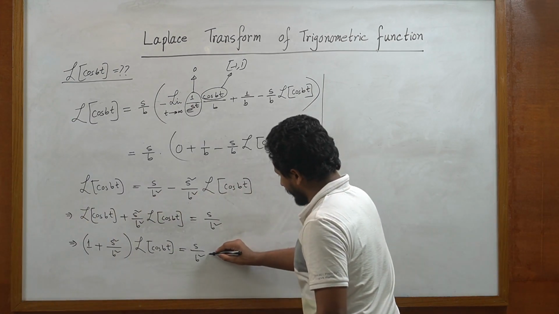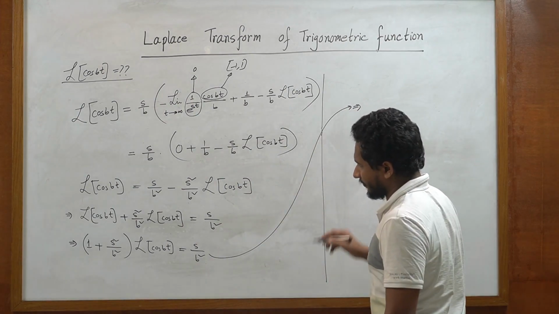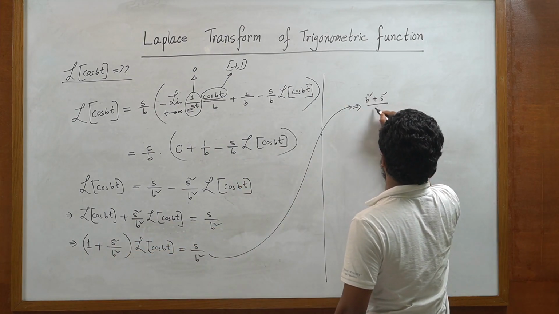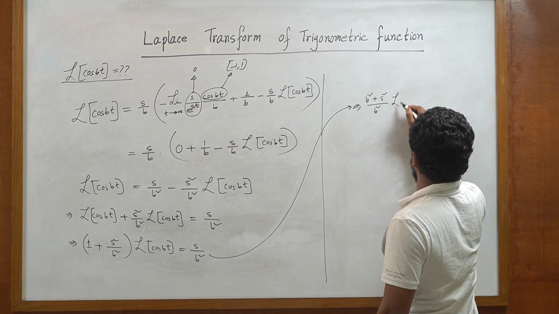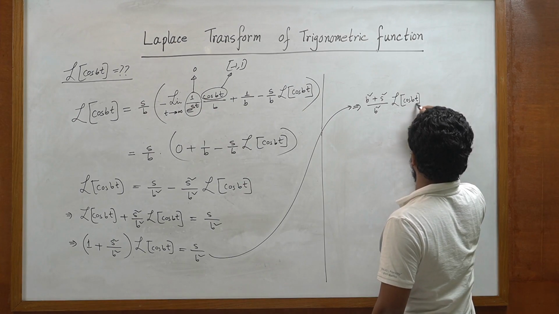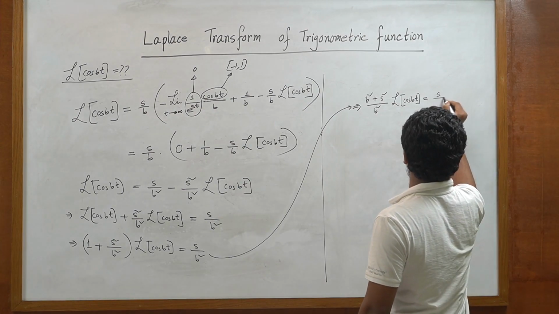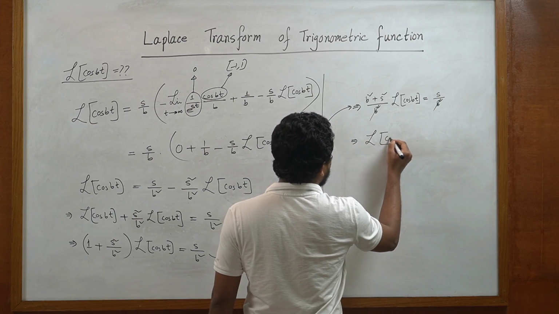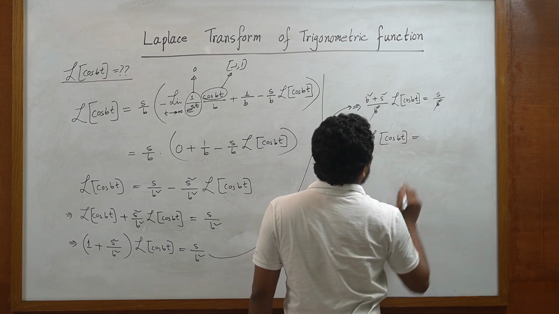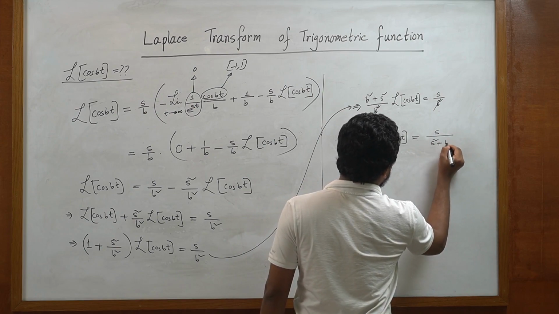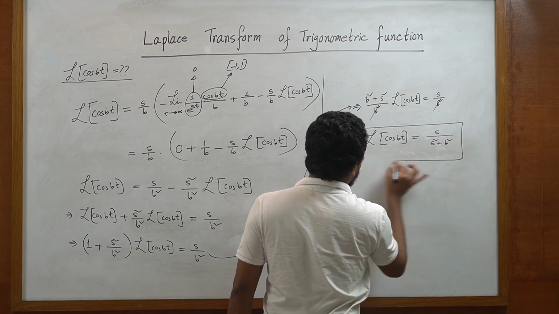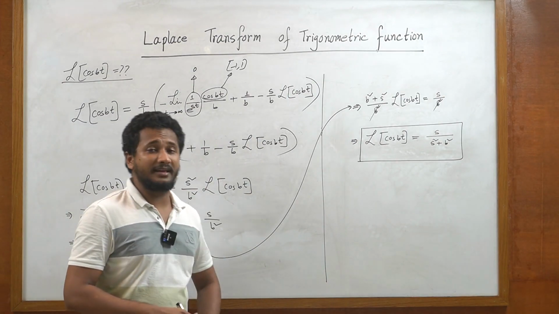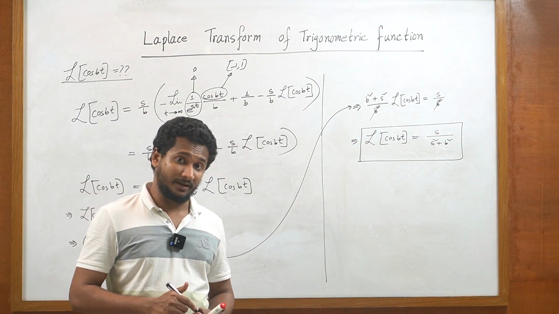So from here we get b square plus s square by b square Laplace transform of cos bt equals to s by b square. B square is removed, so Laplace transform of cos bt is finally s by s square plus b square. So this is the ultimate result: Laplace transform of cos bt should be s by s square plus b square.